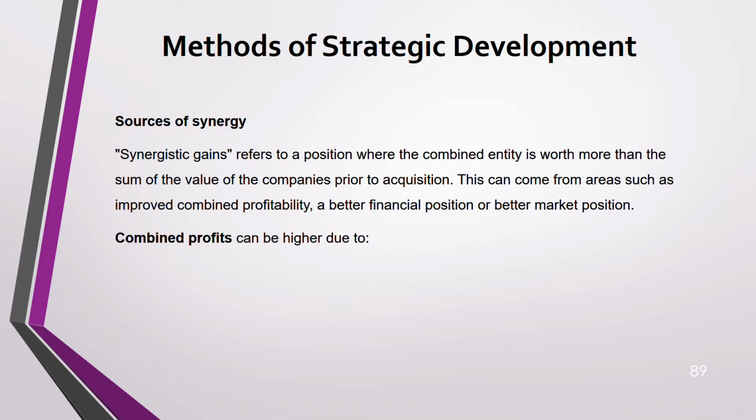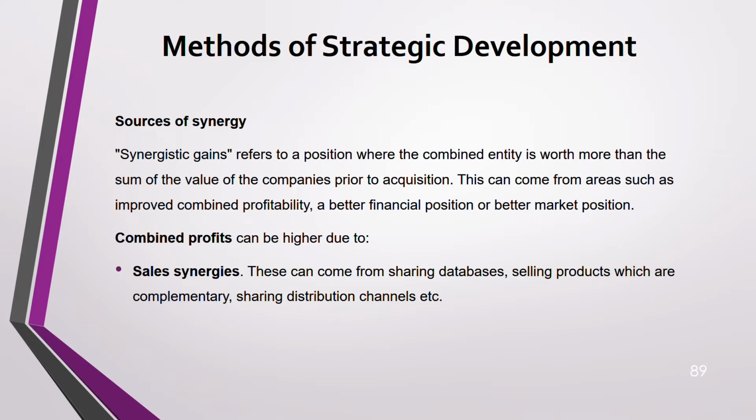So one is combined profit. Why is combined profit higher? Due to some reasons. Let's see why. One is sales synergy, or you can say revenue synergy. One type of synergy is known as revenue synergy. How? Because you are sharing databases. When you acquire, you are sharing databases. You are selling products which are complementary.